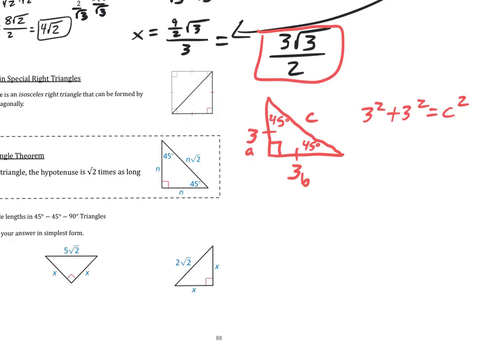Okay, 3 squared is 9. 9 equals C squared. And then we add 9 and 9. And then we take the square root. Okay? Now, what we've talked about the last couple days is we can't leave our answer like this, right? We can't leave it as radical 18.